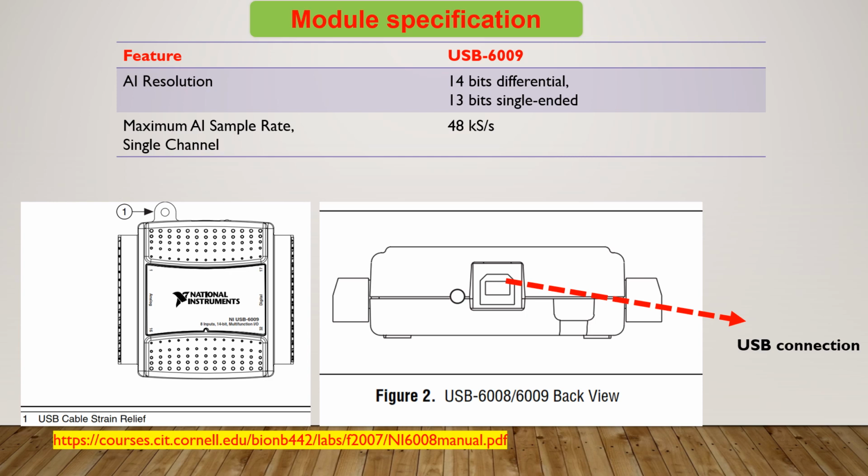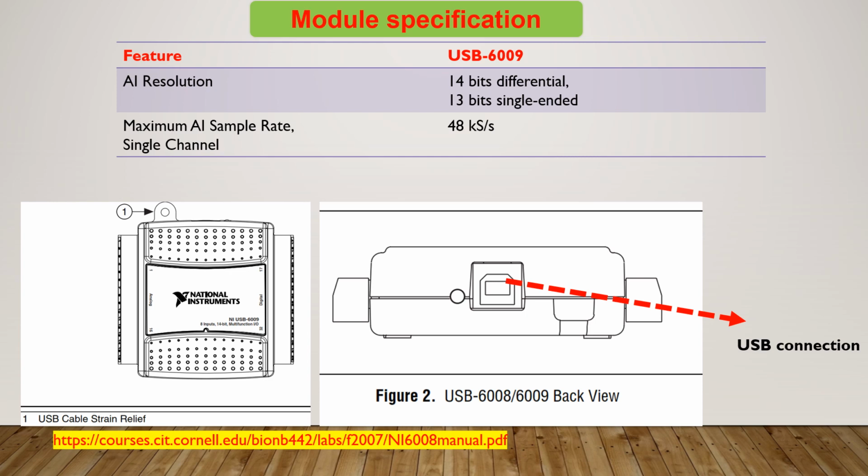In this data acquisition module, the specification is that we have an analog input. If you want to use this analog input in differential format, the resolution is 14-bit. If you want to use it as single-ended, the resolution is 13-bit. So the maximum sampling rate for this module is about 48 kilosample per second.